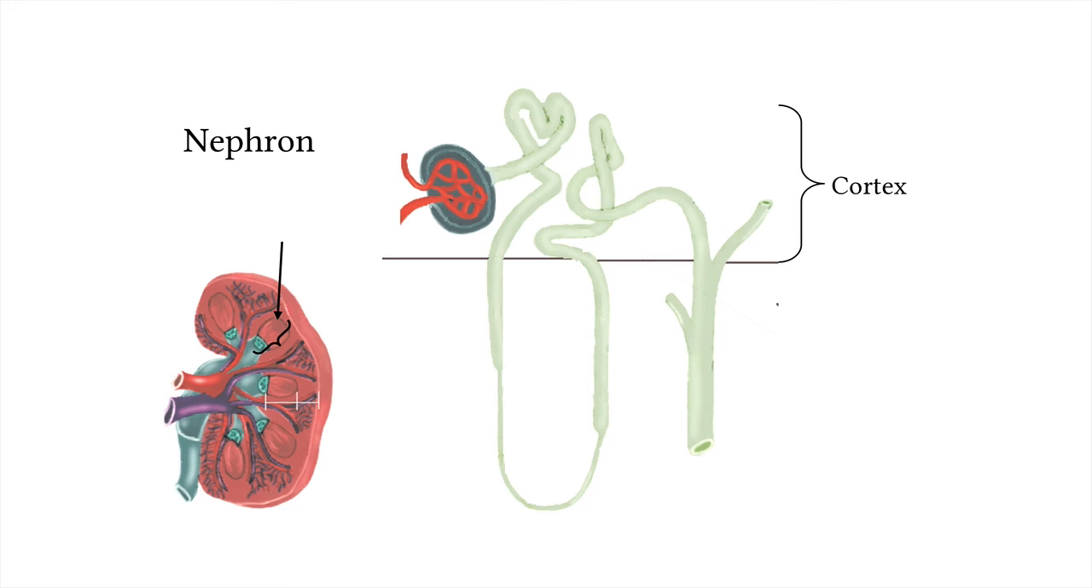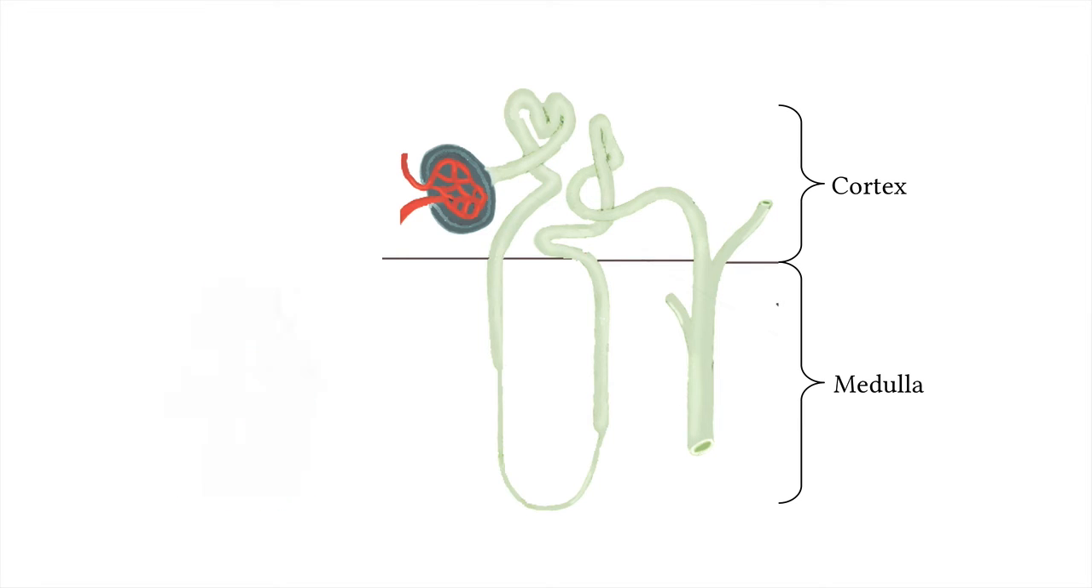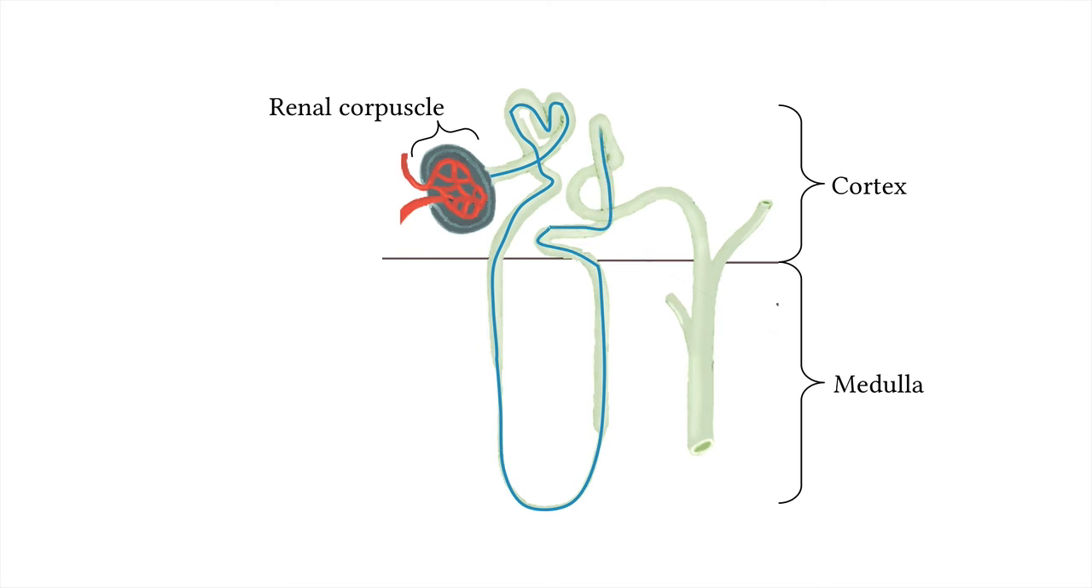This part of the nephron is in the kidney's cortex, and this part extends into the medulla, kind of like this in the diagram, only the nephrons are smaller. Blood in the cortex of the kidney moves into the nephron at a location called the renal corpuscle. The tube-shaped part of the nephron moves into the kidney's medulla and then curves back in the opposite direction and travels back to the cortex.